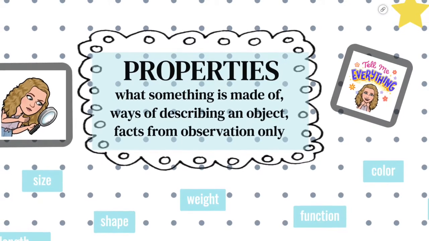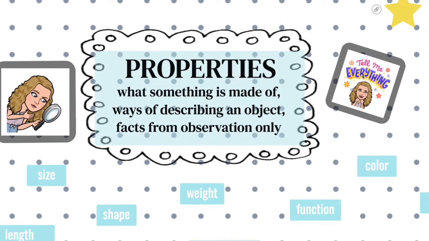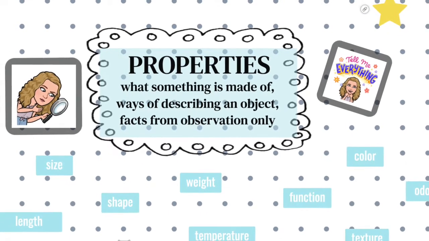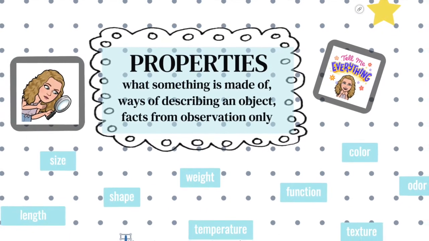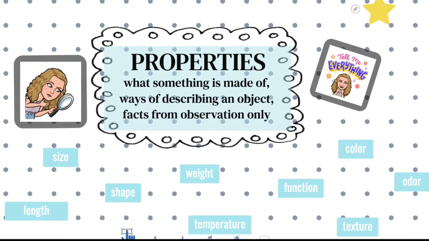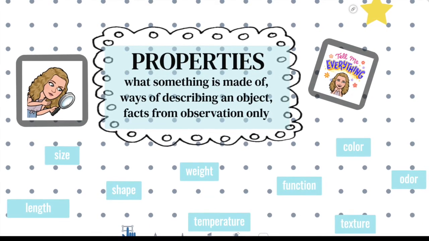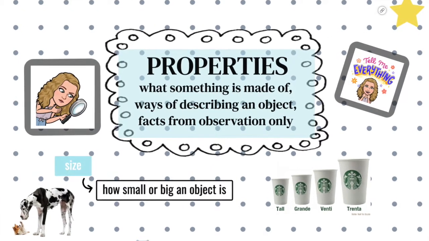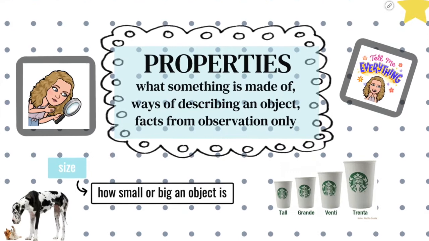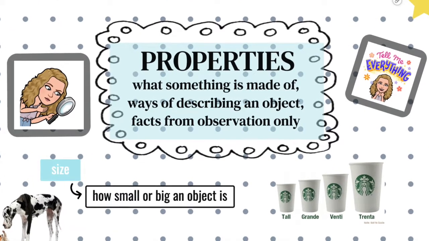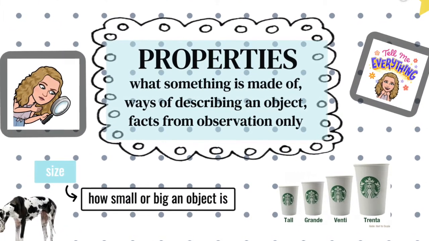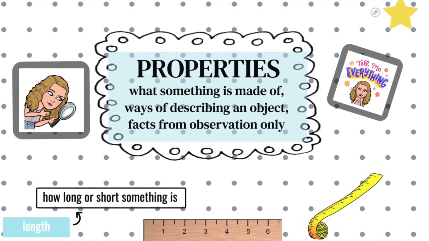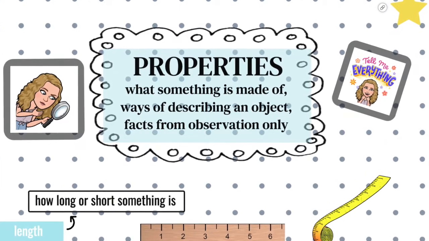The different types of properties that we'll talk about include size, length, shape, weight, temperature, function, color, odor, and texture. The property of size tells how small or big an object is. The property of length tells how long or short something is.